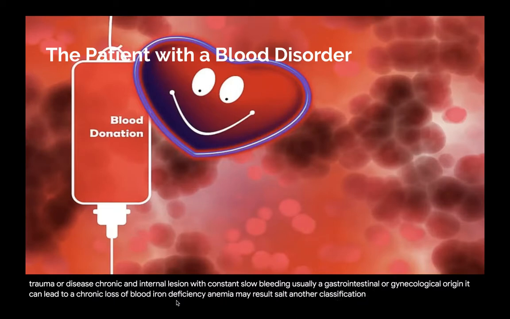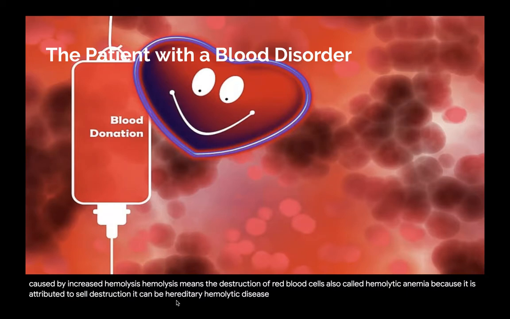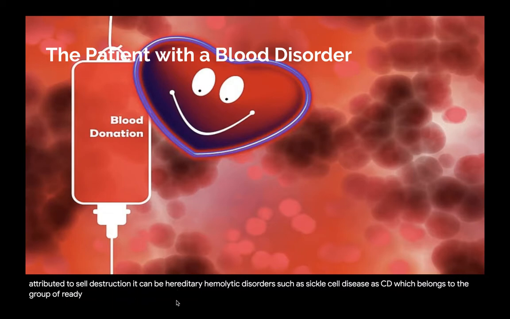Another classification by cause of anemia is increased hemolysis. Hemolysis means the destruction of red blood cells, also called hemolytic anemia, because it is attributed to cell destruction. It can be hereditary hemolytic disorders such as Sickle-Cell Disease, SCD, which belongs to the group of hereditary disorders called hemoglobinopathies. Acquired hemolytic disorders: drugs, infections, and certain physical and chemical agents may cause red cell destruction.